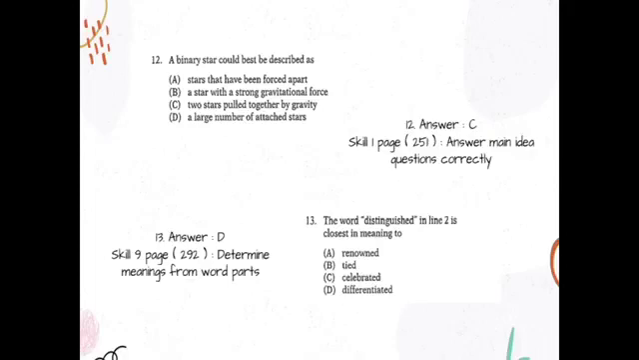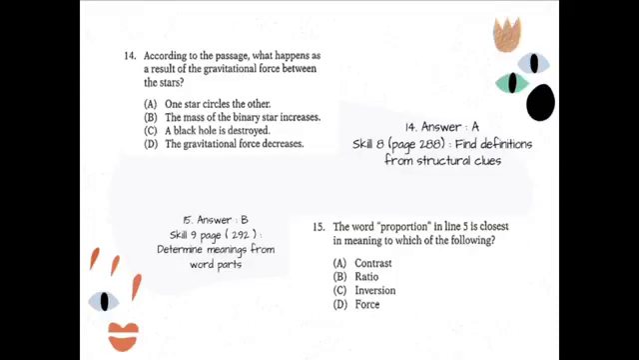You can use skill number 9 in Longman book, page number 2092. Okay, next, number 14. According to the past, what happened as a result of the gravitational force between the stars? A. One star pulled the other. B. The mass of the binary star increases. C. A black hole is destroyed. D. The gravitational force decreases. The correct answer is A.